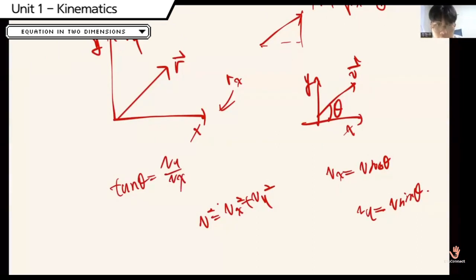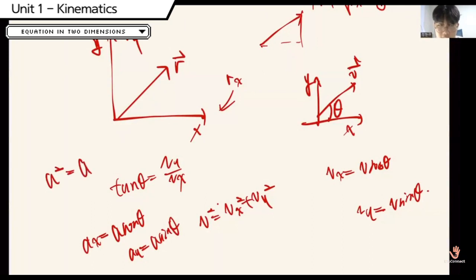Likewise, for an acceleration vector at an angle theta, the adjacent component a sub x equals a cosine theta, and the opposite component a sub y equals a sine theta. The vector sum of the components is a squared equals a sub x squared plus a sub y squared, and tangent theta equals a sub y divided by a sub x.